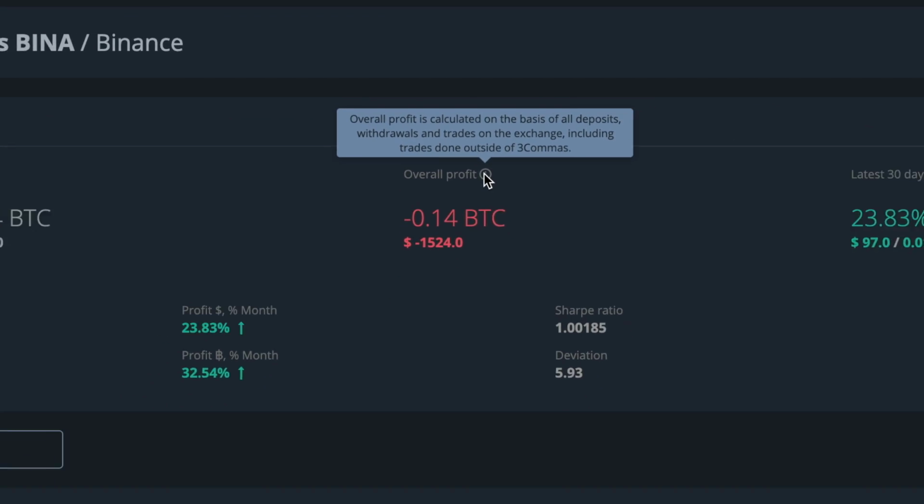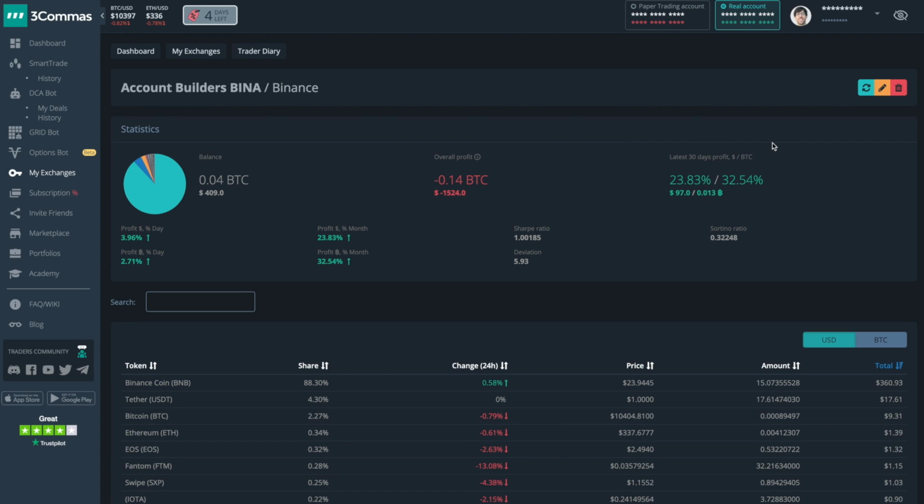Now here's the thing. Over here on the right side, this is what you got to focus on. So in the last 30 days, my profit in USD has been almost 24%, and my profit in Bitcoin has been 32%. This is fantastic. So down here, it shows me the actual profit that I've earned in the last 30-day period.